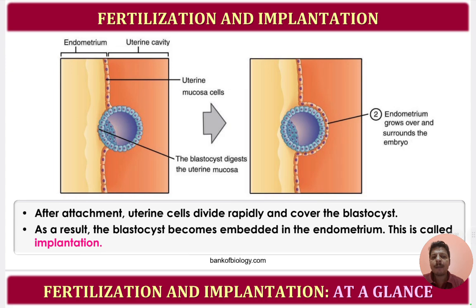Next, after attachment, uterine cells divide rapidly and cover the blastocyst. As a result, the blastocyst becomes embedded in the endometrium. This is called implantation. As you can see in this diagram, this is called implantation.